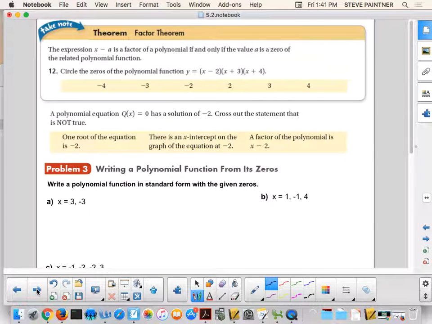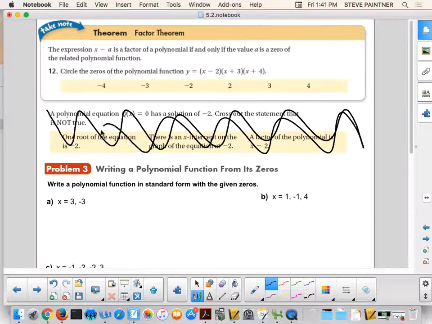Next up, page 2. Okay, first of all, let's do this right away. That you can get rid of. Okay, just get rid of it. This one you can't get rid of. It's called the what theorem? Factor theorem.